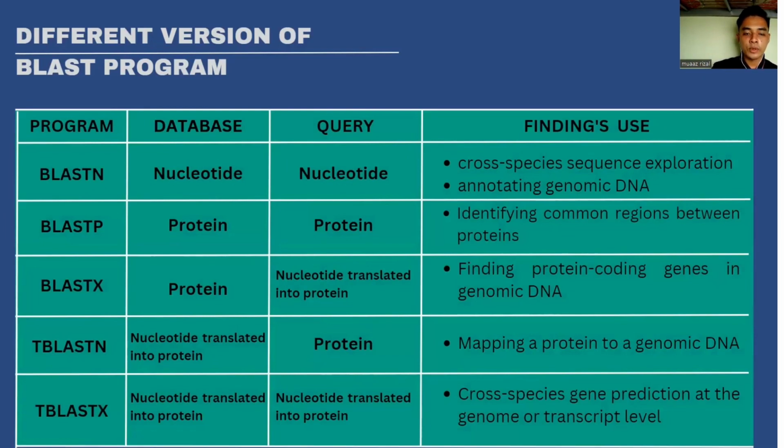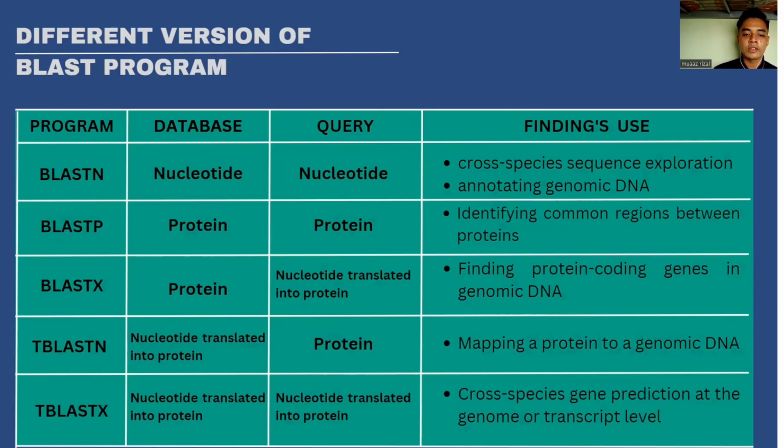The second program is BLASTP. The database is protein and the query also protein. And the use of BLASTP is identifying common regions between proteins. The third one is BLASTX. The database is protein, the query is nucleotide translated into protein, and the use of BLASTX is finding protein coding genes in genomic DNA.